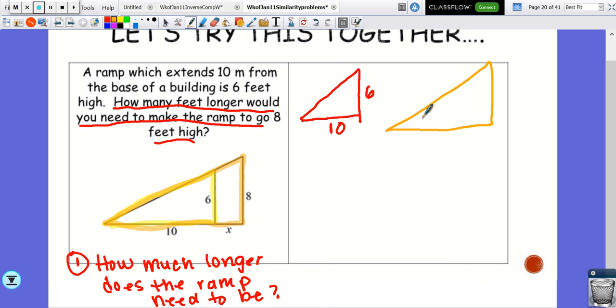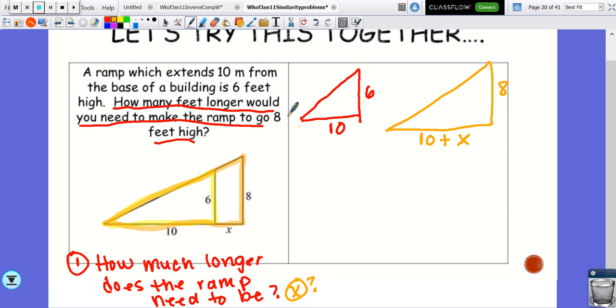So for the big one, the height is 8, and this side right here, I have two pieces. I have the 10 and the x. So in order to get the length of this long side here, I need to do 10 plus whatever the value of x is, which I don't know yet, but I'm going to figure it out. And it says how much longer does the ramp need to be. So we need to find what is x. That's what we're looking for. What is x?